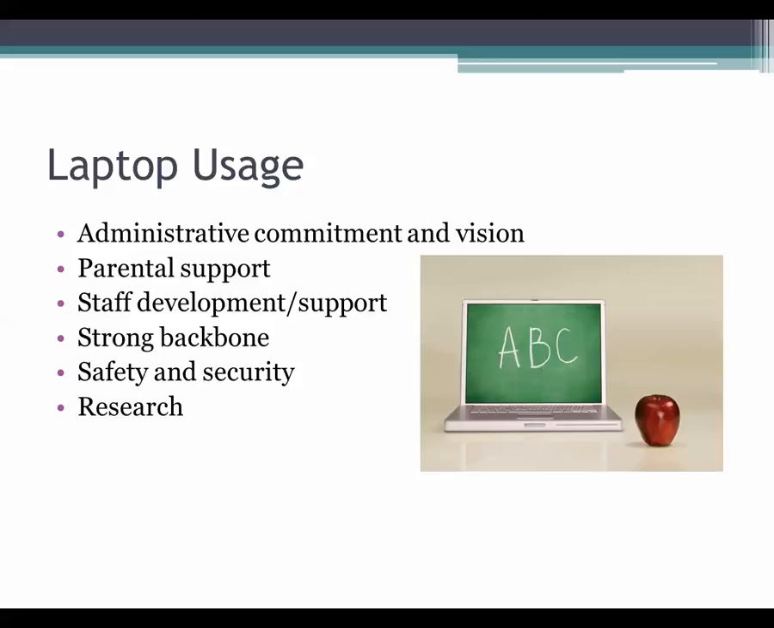The first one, administrative commitment and vision. From district to site-based administrators, leaders can be committed to change and willing to provide both the financing and long-term dedication to the technology's success. Parental support. Parents must be aware of the initiative and support it.